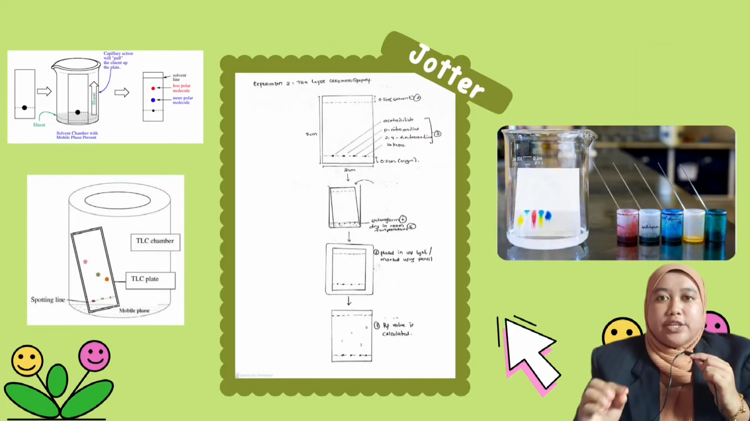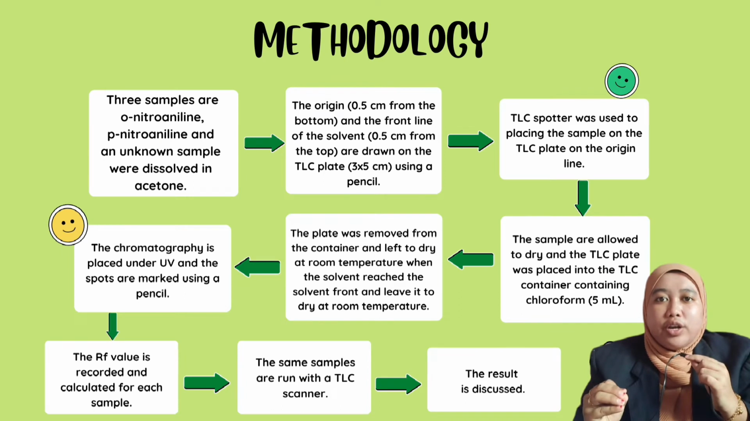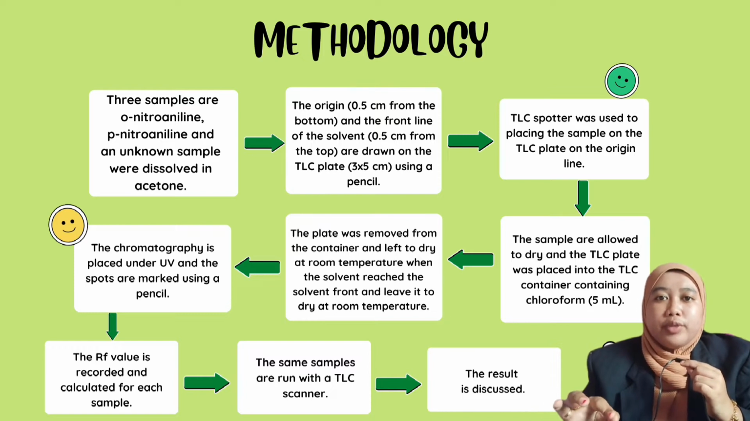The procedure is as follows. First, the samples, acetanilide, p-nitroaniline, 2,4-dinitroaniline, and the unknown sample, are dissolved in acetone. The origin line 0.5 cm from the bottom and the solvent front line 0.5 cm from the top are drawn on the TLC plate, 3 by 5 cm, using a pencil. The TLC spotter was used to place the sample on the TLC plate on the origin line.